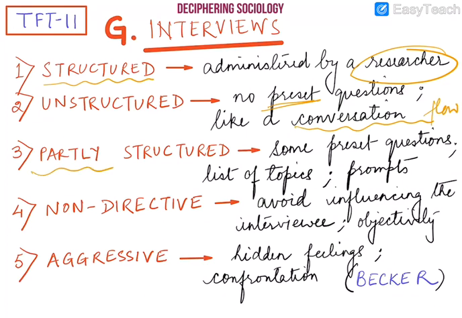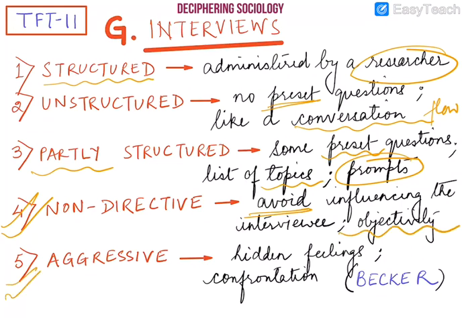In a partly structured interview, most interviews are partly structured with some preset questions, or the researcher has a list of topics to cover. Some interviews allow prompts where interviewers can clarify questions or stimulate responses. Most interviews are non-directive. They try to avoid influencing the interview in order to increase the objectivity of the research.